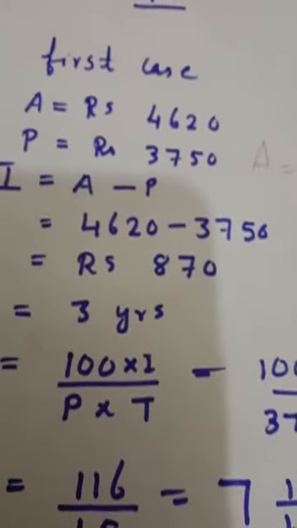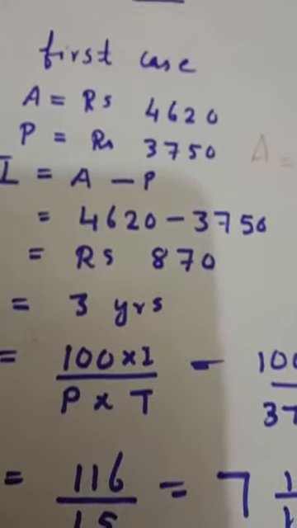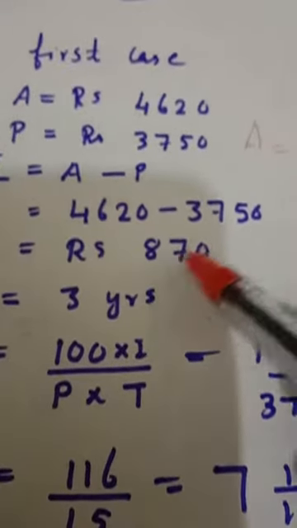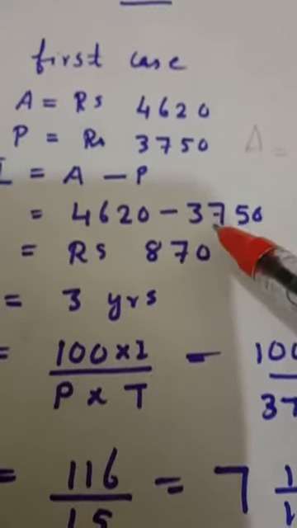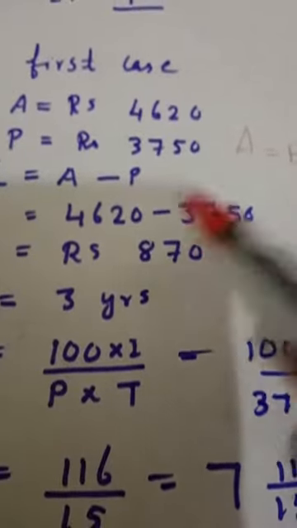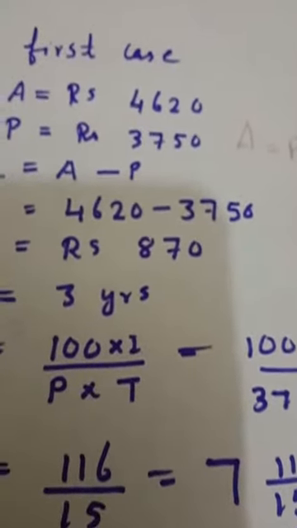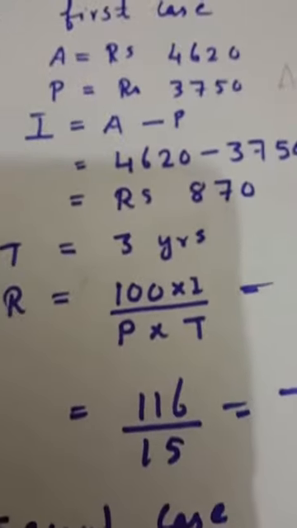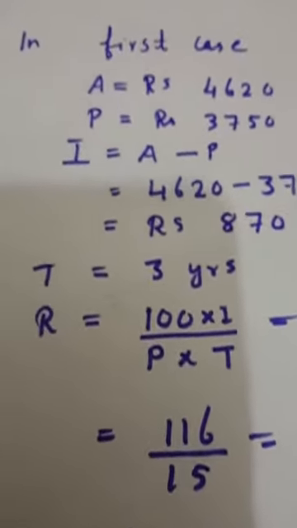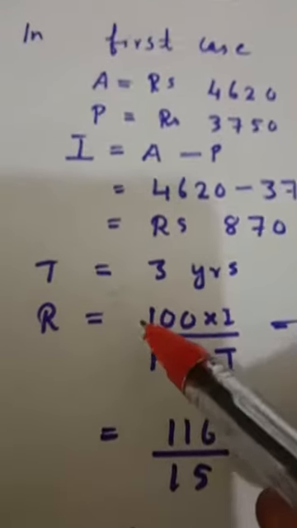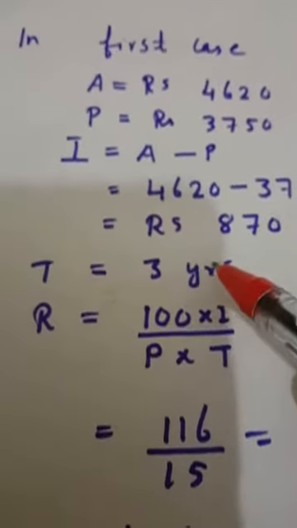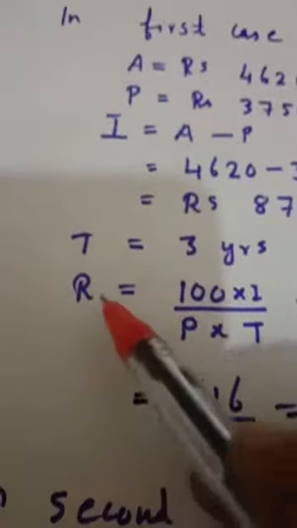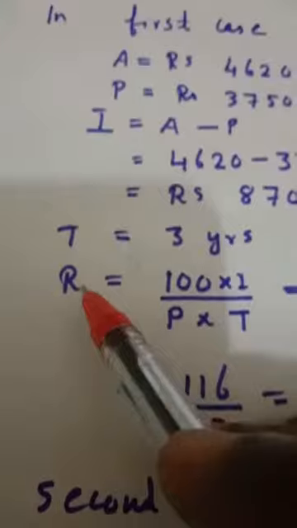So 4,620 minus 3,750 is 870. Interest is 870. Now time period is given, 3 years. Now we want to find rate of interest.